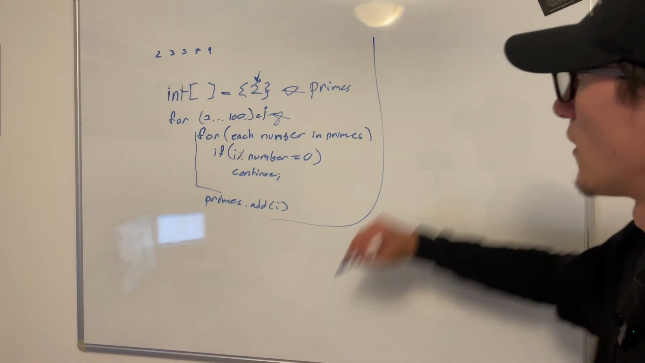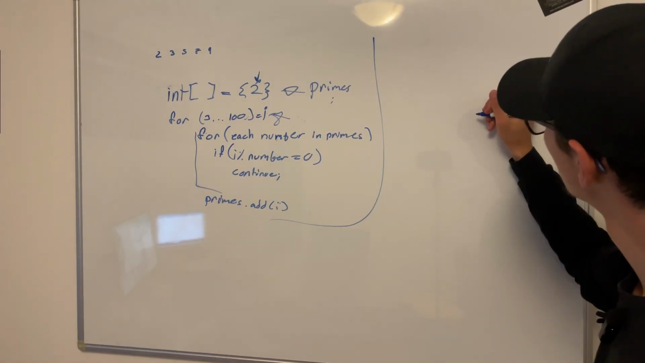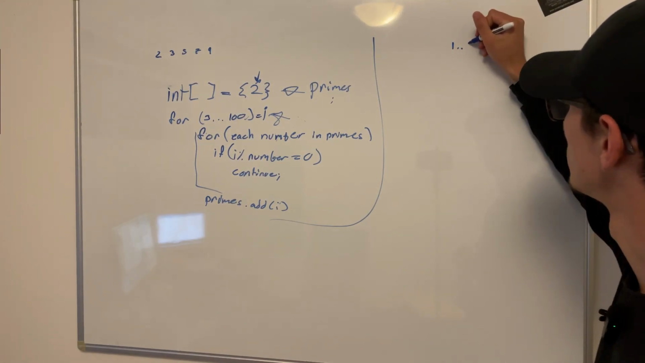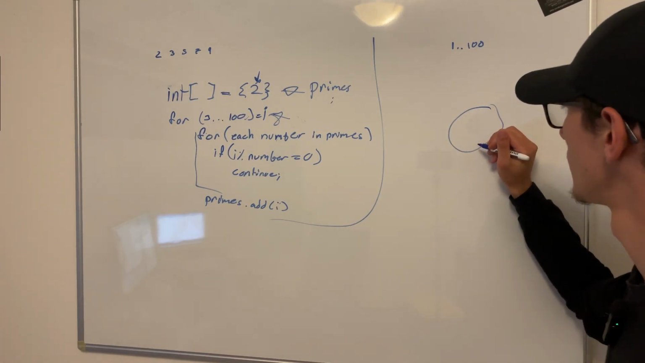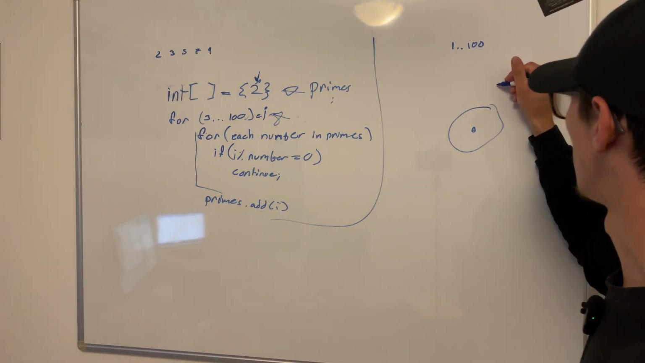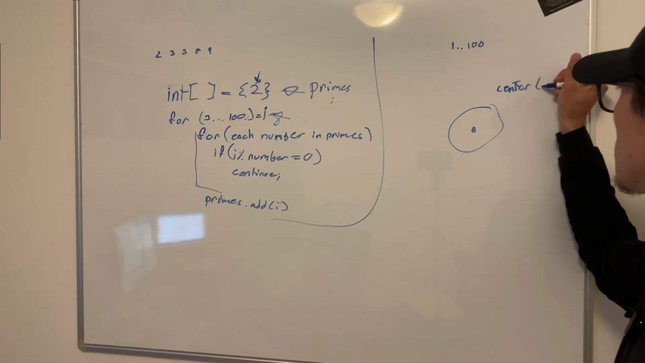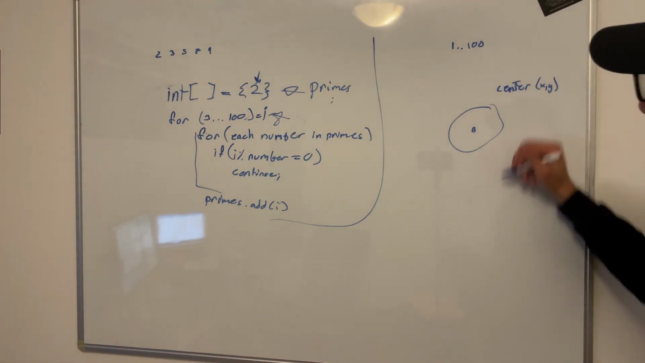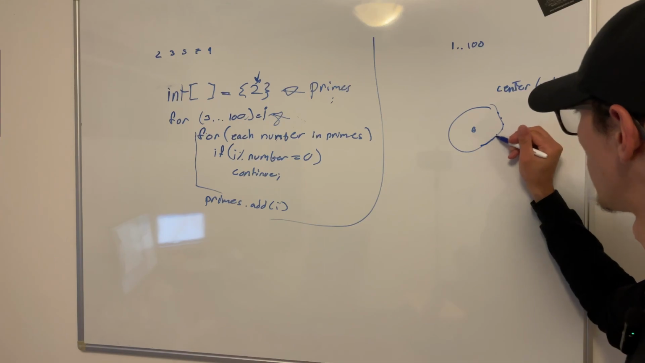Now let's say we have our list of primes here, and we only have whole numbers from 1 to 100. We know that to draw a circle, we need the middle point, so let's call it center, which is x, y. And we need to draw points around that center and then connect those points.